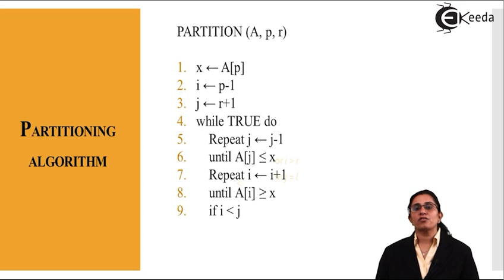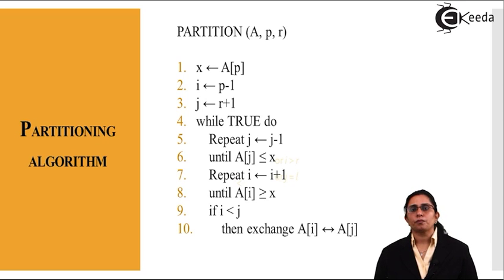And if I is less than J, what is I and J? That is, the initial value and the final size of my array. If the initial value is larger than the final size of the array, then what do I do? Then I start exchanging. If it is more, then I need to exchange the values of A of I and A of J. How this particular partitioning algorithm works, we will see pictorially.